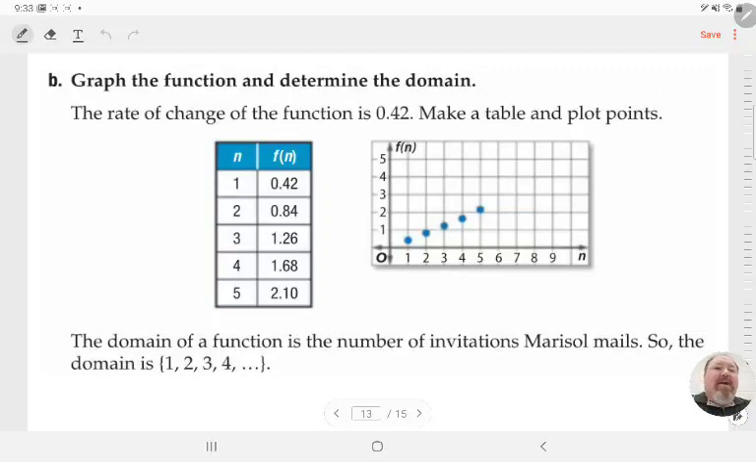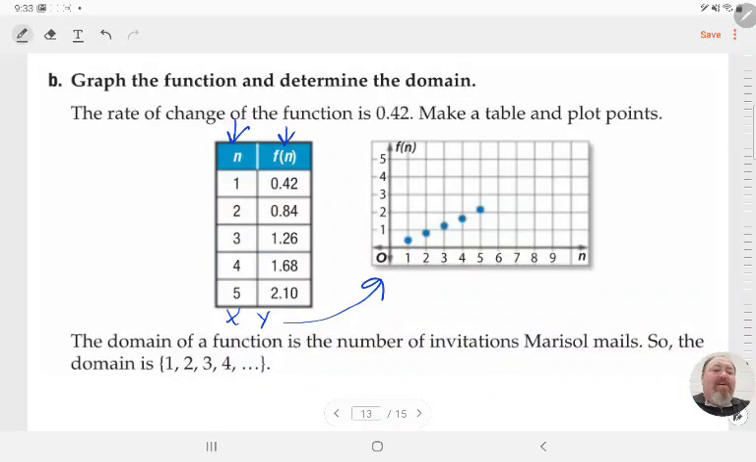Then it tells me to graph the function and determine the domain. So the rate of change of the function is 0.42, so I can make a table and plot the points. So here are my different terms, and this is what my answer would be. So 1 times 0.42, 2 times 0.42, 3 times 0.42. Then I can use those. This would be my x, this would be my y, and I would plot those on the graph.